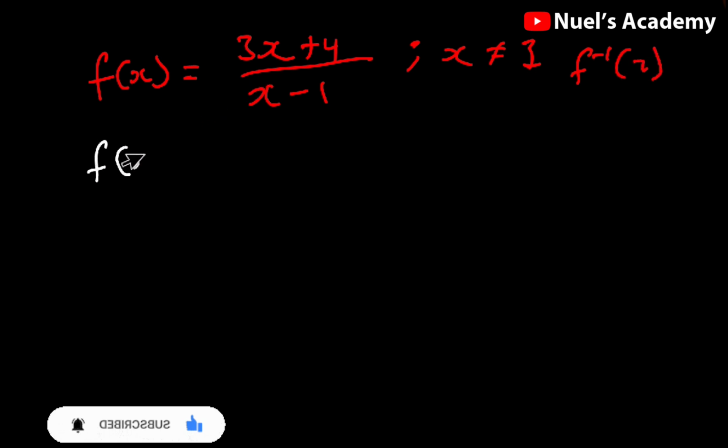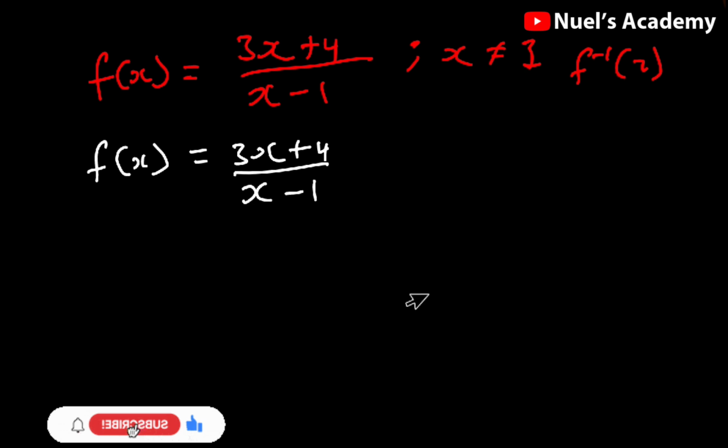So we have that f of x is equal to 3x plus 4 divided by x minus 1. Let's replace f of x with y and then solve for x.